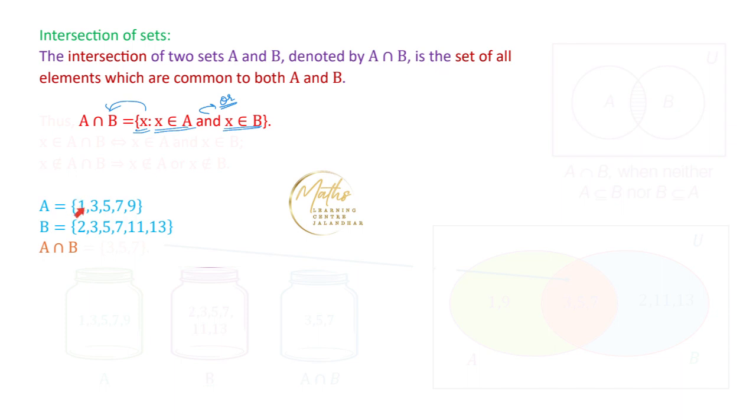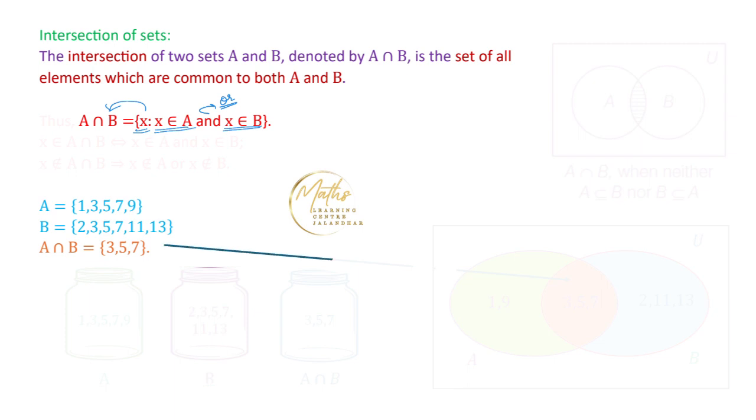We are saying 1 is not common between these two. 2 is not common between these two. This element 3 is present in both these sets. 5 is present in both these sets. 7 is present in both these sets. So A intersection B is equal to the set consisting of the elements 3, 5, 7. So these are the elements present in both these sets.